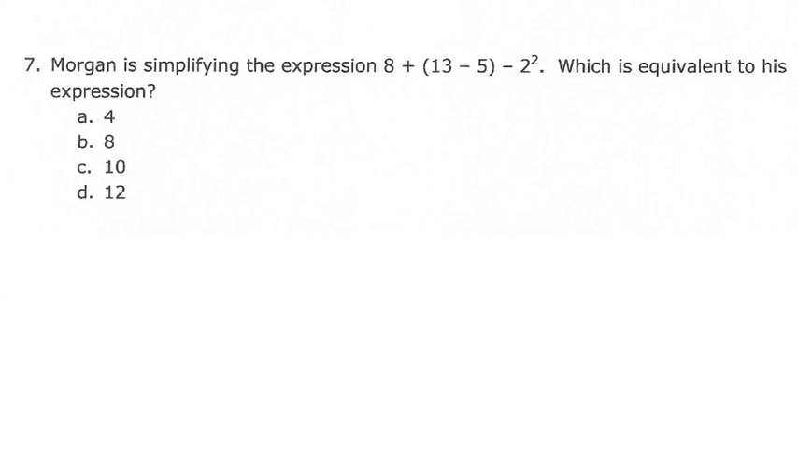Question number 7. Morgan is simplifying the expression 8 plus parentheses 13 minus 5 close parentheses minus 2 squared, which is equivalent to his expression. And so when you solve this expression, your answer is 12, which is D.